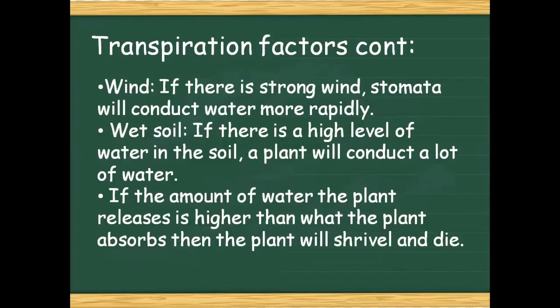Wind. If there is a strong wind, stomata will conduct water more rapidly, faster. Okay, so wind has an effect for the plant to release more water through the leaves. Wet soil. If there is a high level of water in the soil, a plant will conduct a lot of water. So if we have an abundance of water in the soil, then the plant will release a lot more water through the leaves.